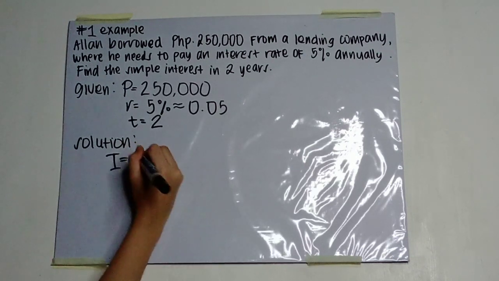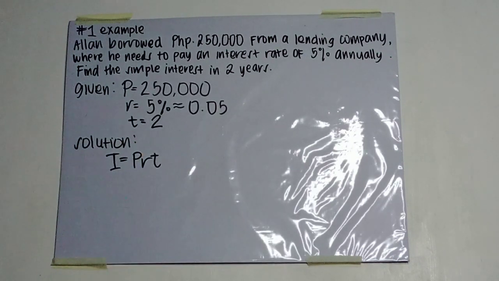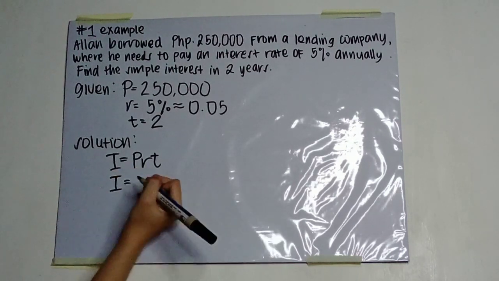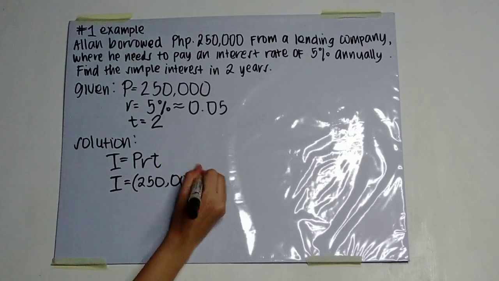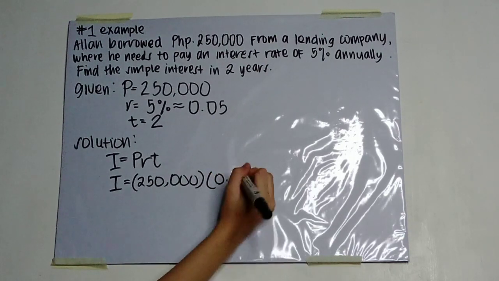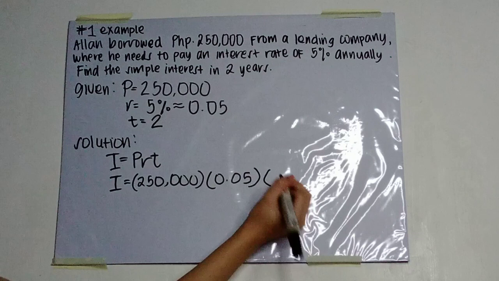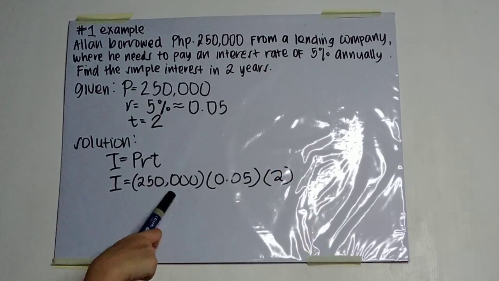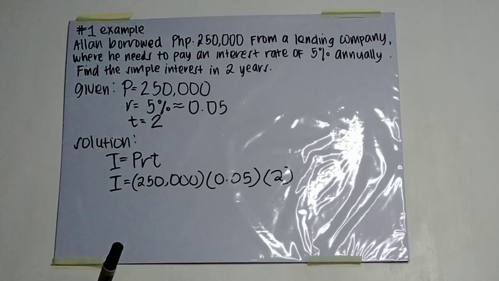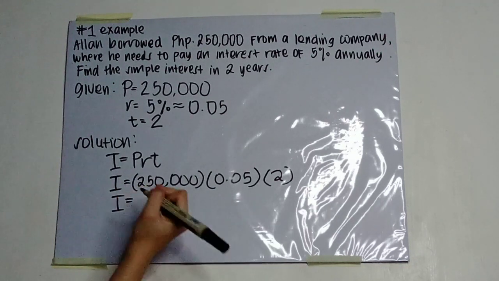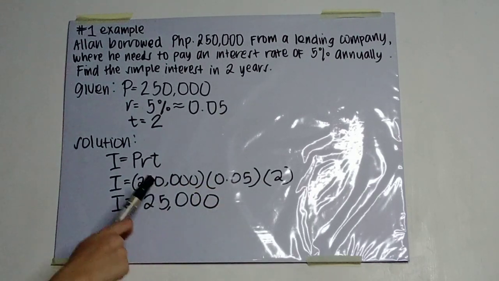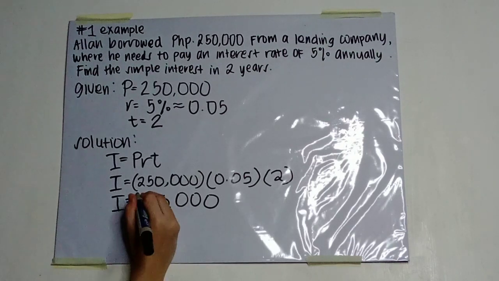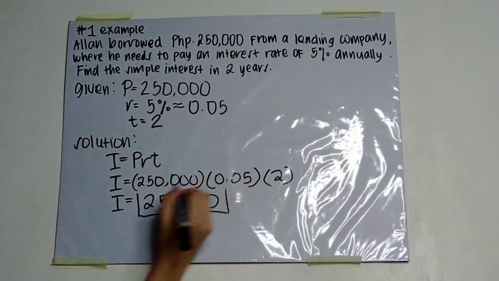So our formula for finding the interest is I equals P times R times T. So our principal is 250,000 times rate 0.05 and times time 2. We need to multiply it to find the interest. And the answer is 25,000 pesos. So our interest in 2 years is 25,000 pesos.